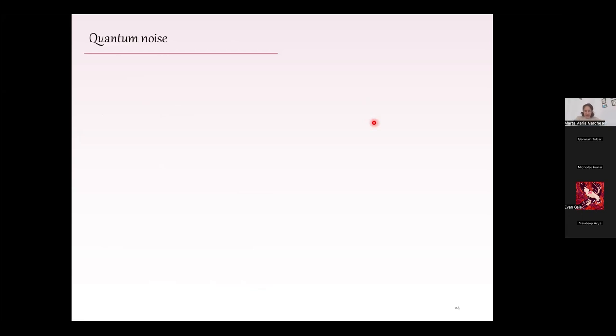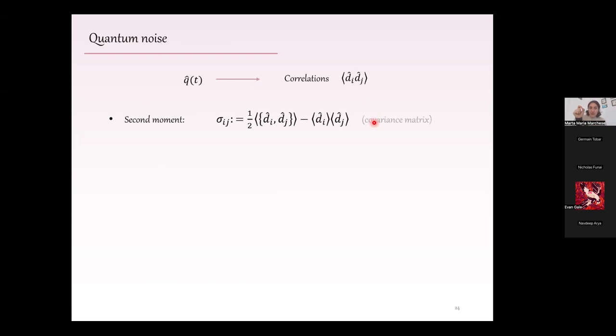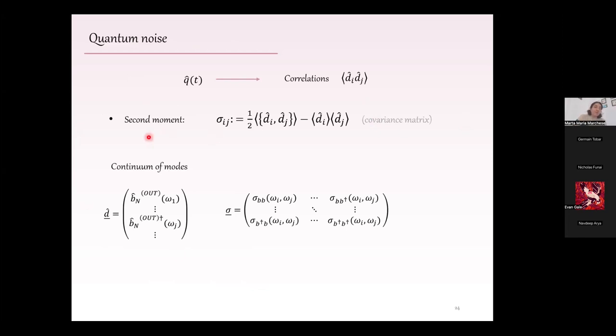So, and finally, I also want to discuss briefly what happens when we include quantum noise. In this case, we need to study correlations for our displacement vector. So we need to go to the second moment. We have to calculate the covariance matrix. And essentially, now we have an infinite vector for our displacement vector. And also the covariance matrix consists of many different terms. And we are still in the process of working this out, but essentially here the goal is to calculate each of the terms that are of this form. So we have correlations of the output field.